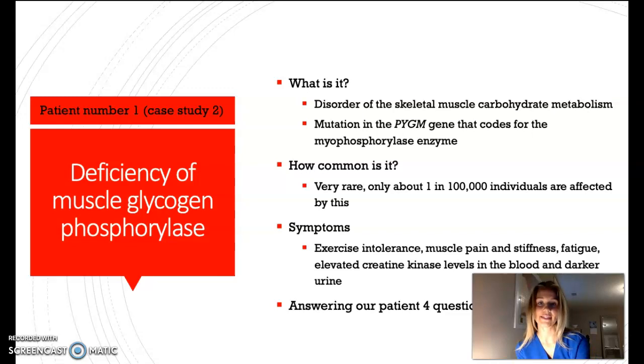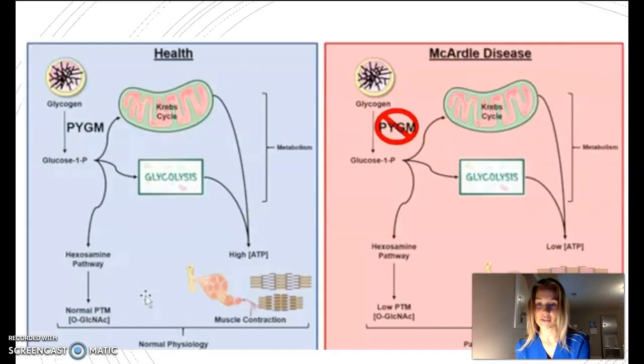So on this slide, you can see that we just talked briefly about what GSD5 is and how common it is. It is actually a very rare disorder. Some of the symptoms that we mentioned were exercise intolerance, muscle pain and stiffness, fatigue, elevated creatine kinase levels, and darker colored urine, which we will go into further. So now we're going to answer my patient's 4 questions that she has for me.